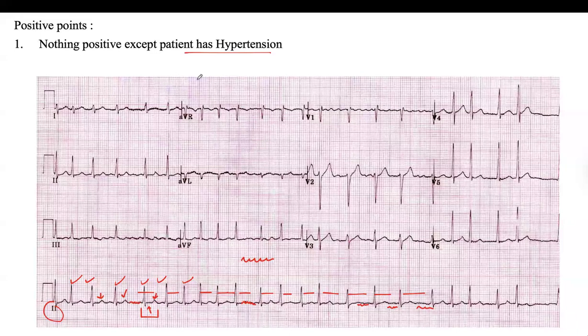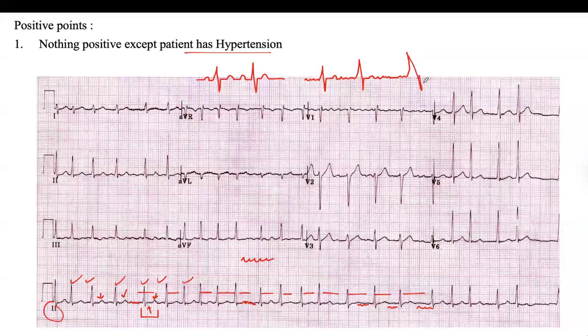So normally what we see is that this is the P wave, like this, right? But in a patient with atrial fibrillation, it becomes like that. So they have a T wave, but the P wave becomes like this, a fibrillatory wave.